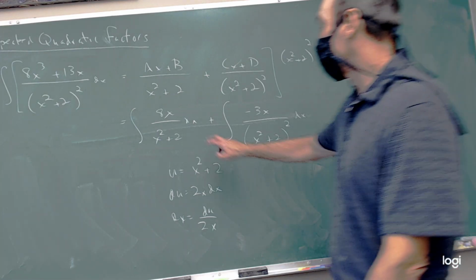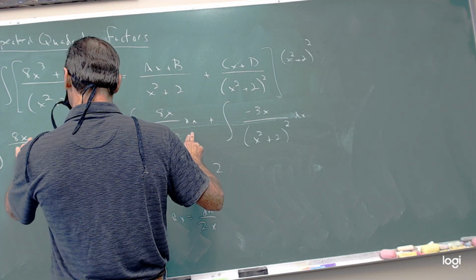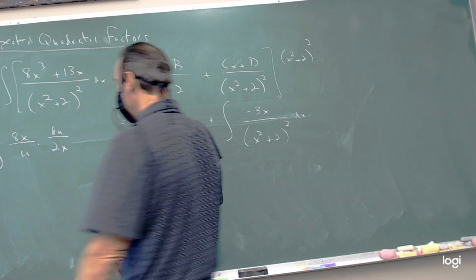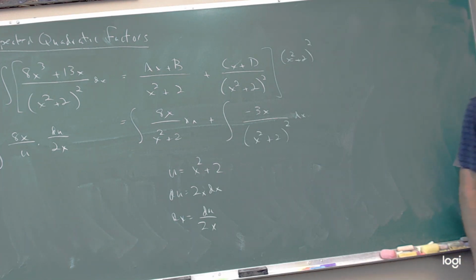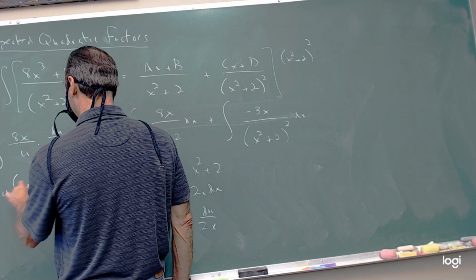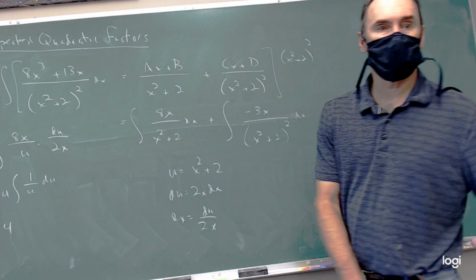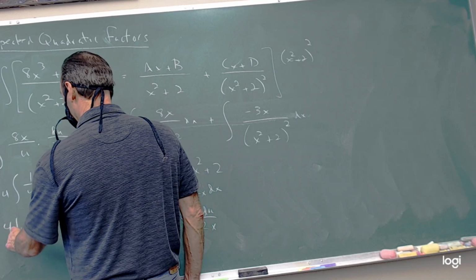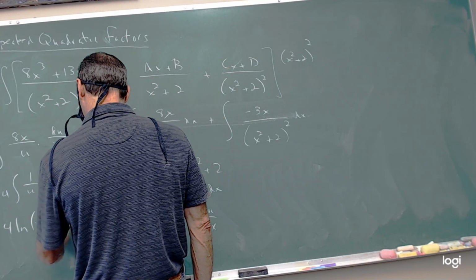So our first integral, 8x over u, and the dx is replaced by du over 2x, which makes that 4 times our integral of 1 over u du, which is going to be 4 natural log. Good. And go right to the u, which is our x squared plus 2.